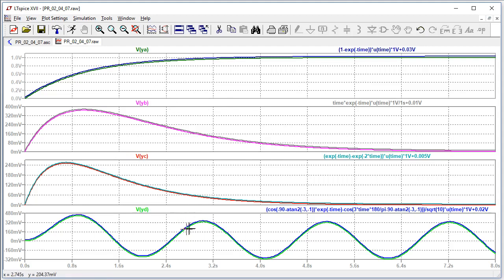But again, doing this, comparing my LTSpice simulation results to my theoretical results, this gives me a lot of confidence that I've done the theory right. I'm getting really good agreement between my simulation results and my analytical results.